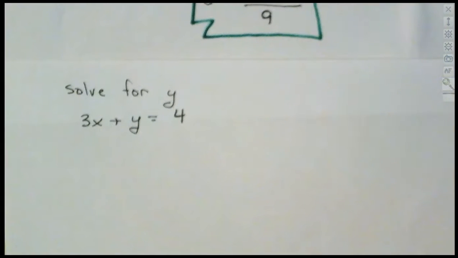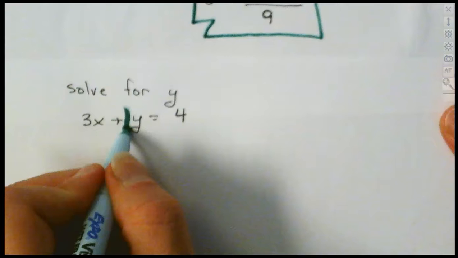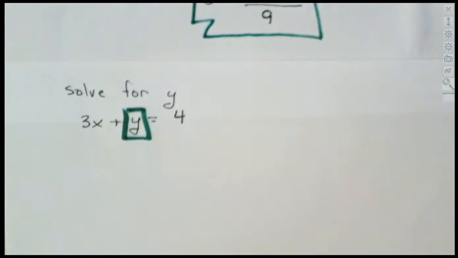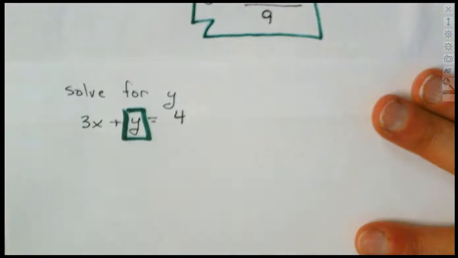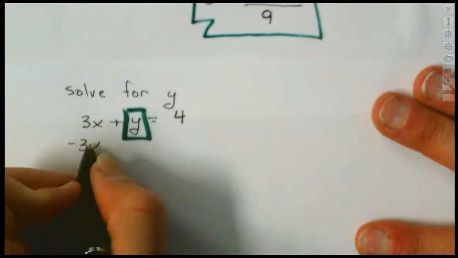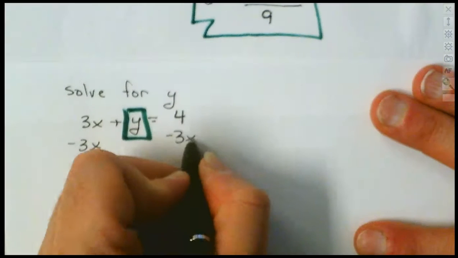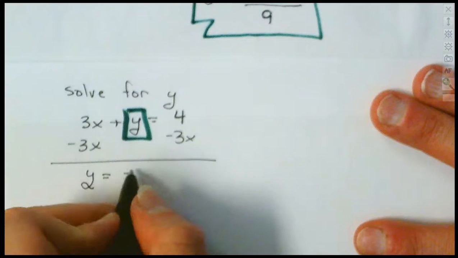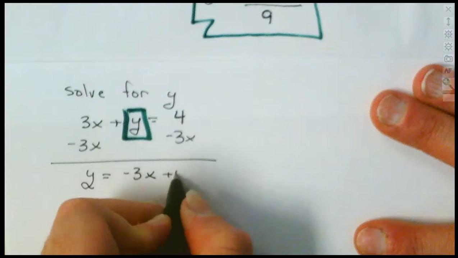So if I want to solve it for y, there's really not much I need to do. I want to get that y by itself. So can someone tell me what I need to do? I want to get that y by itself. Yep, move that 3x over with subtraction. And that is then going to leave me with y equals a minus 3x plus 4.